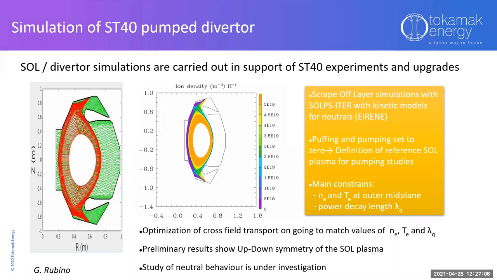So we found, already from the first simulation, that the pumps that were designed with the given pumping speed were sufficient to control the plasma density at the separatrix.